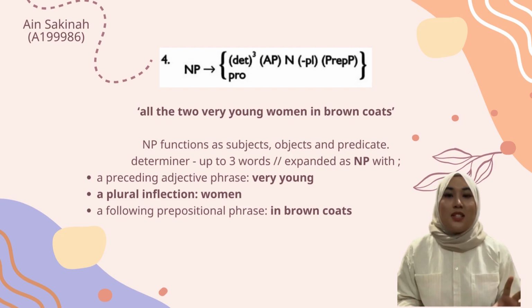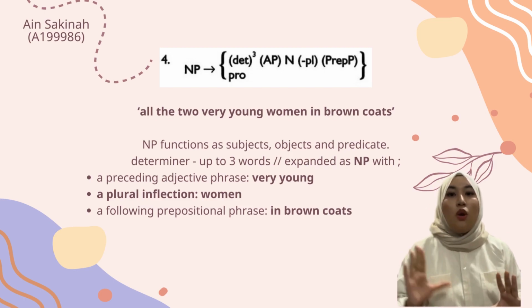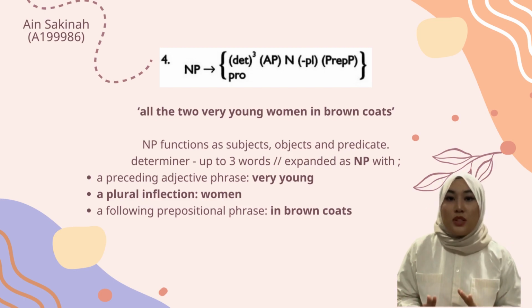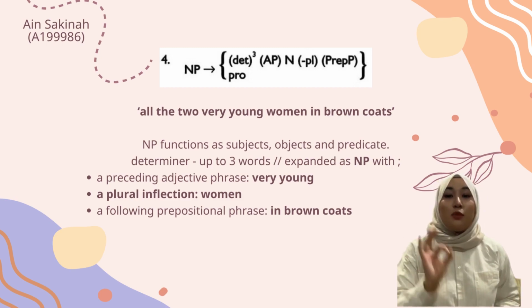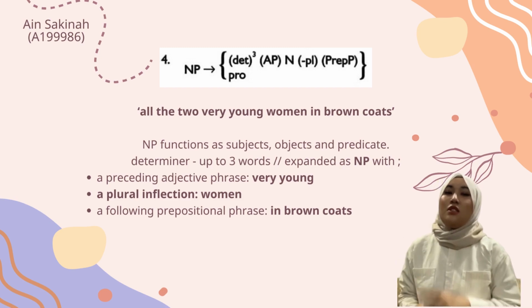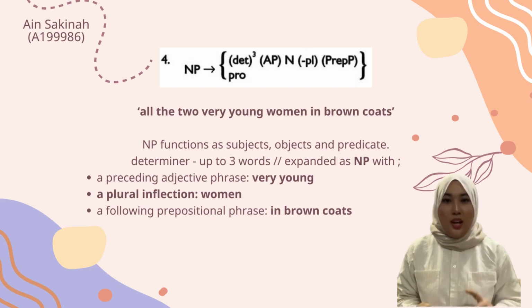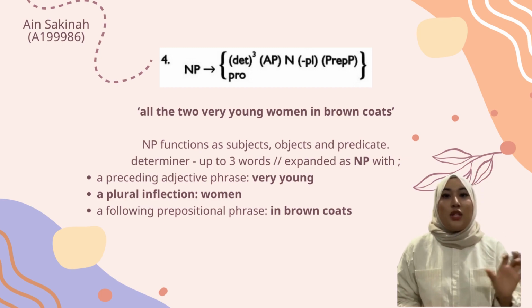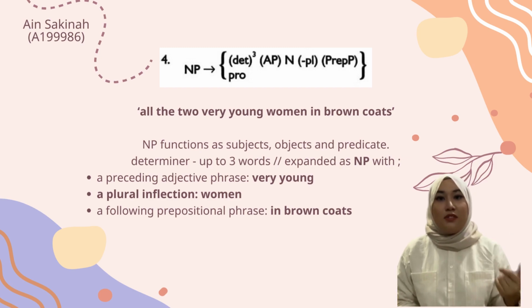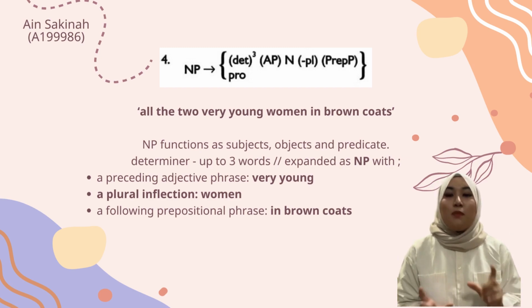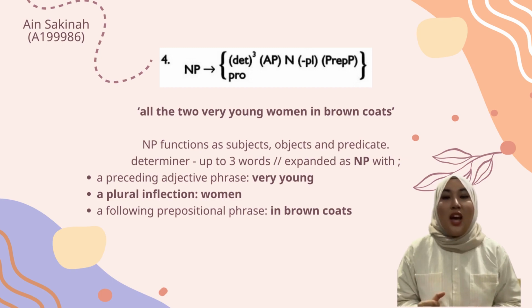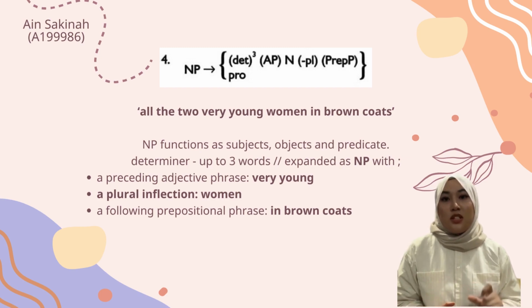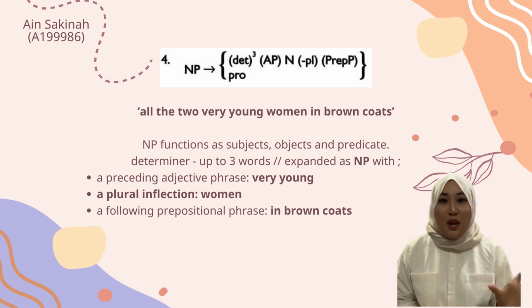So one sentence, I'm going to give an example, is all the 2 very young women in brown coats. You can see in that sentence there are up to 3 words of determiner, which is all the 2. And then after all the 2 comes a preceding adjective phrase, which is very young. And then after very young is women, which is a plural inflection of noun. And then after that is a prepositional phrase, which is in brown coats.